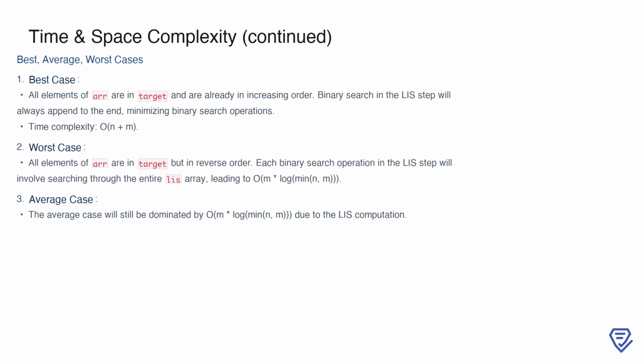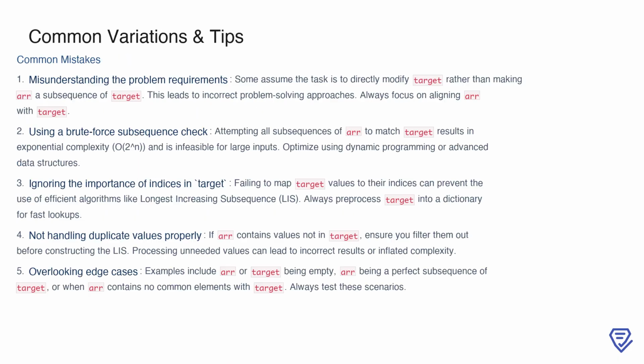On average, the algorithm's performance remains dominated by the LIS computation, maintaining a time complexity of m*log min(n, m). These cases illustrate the algorithm's efficiency across various scenarios, ensuring robust performance even for large inputs. When tackling this problem, there are several common pitfalls to watch out for.